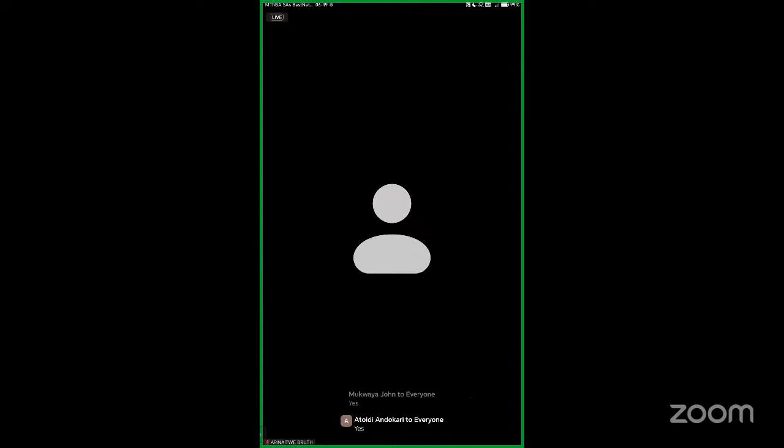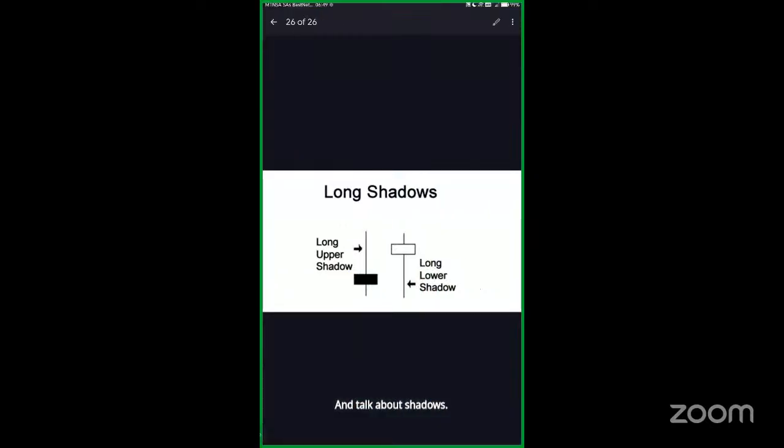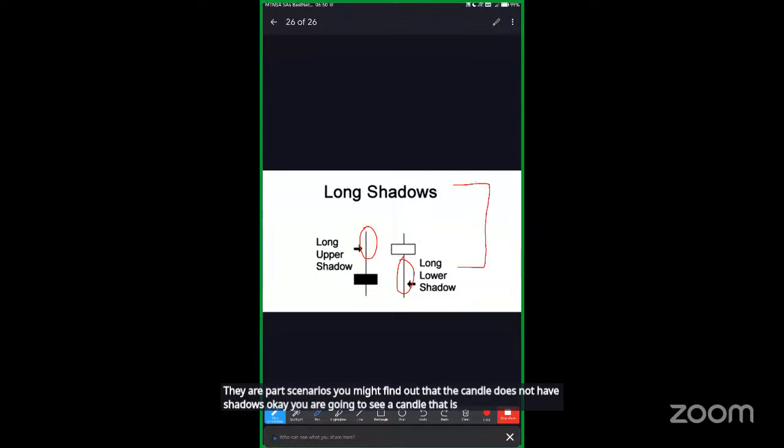Okay. All right. So let me come here and talk about shadows. Yesterday I said that shadows are part scenarios. You might find out that the candle does not have shadows. Okay, you are going to see a candle that is just full bodied like this without a shadow.